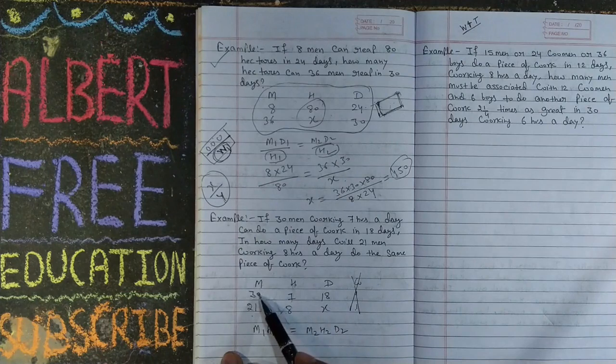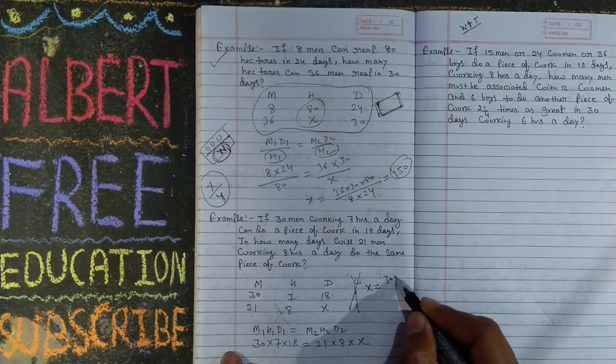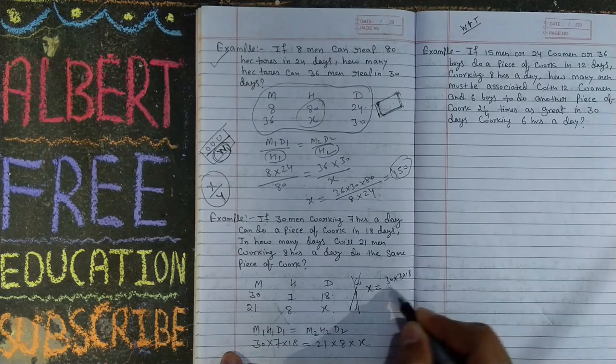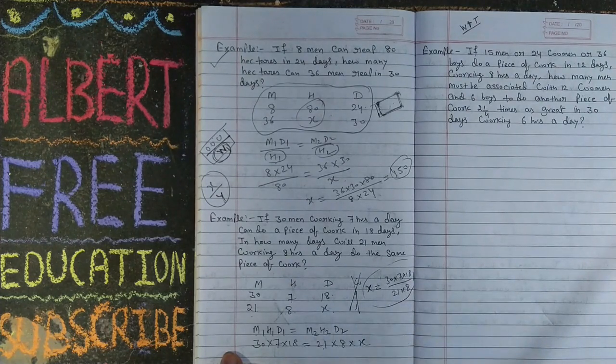What is M1? M1 is this, M2 is this, H1 is this, H2 is this, D1 is this, D2 is this. So you will write here 30 into 7 into 18, and this is M2, 21, into H2, that is 8, into D2 which we have to find. So your X will be 30 into 7 into 18 upon 21 into 8. If you solve it, you will get the result.